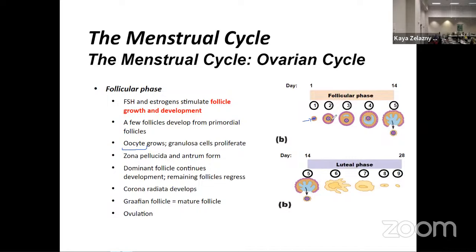bigger. The cells surrounding it are also proliferating. So we're making more of the granulosa cells, right? Those cells surrounding, actually in this area. And we are going to have more structures forming. So we're also forming something called the zona pellucida, which is just another circular area.